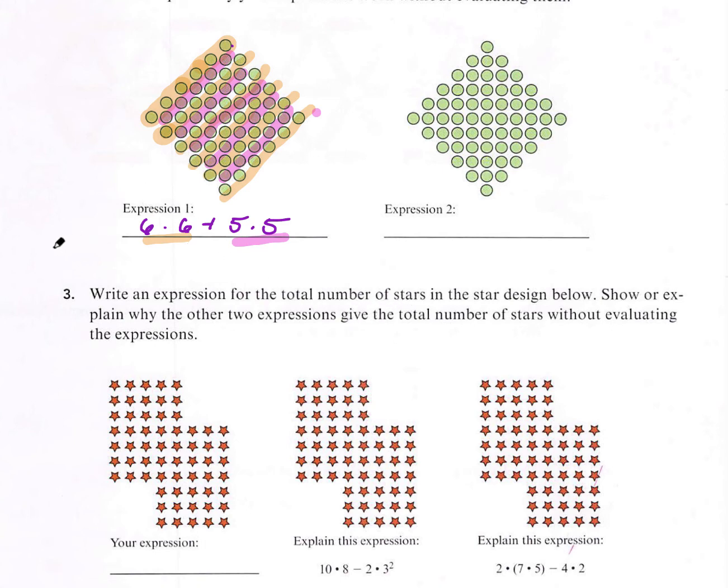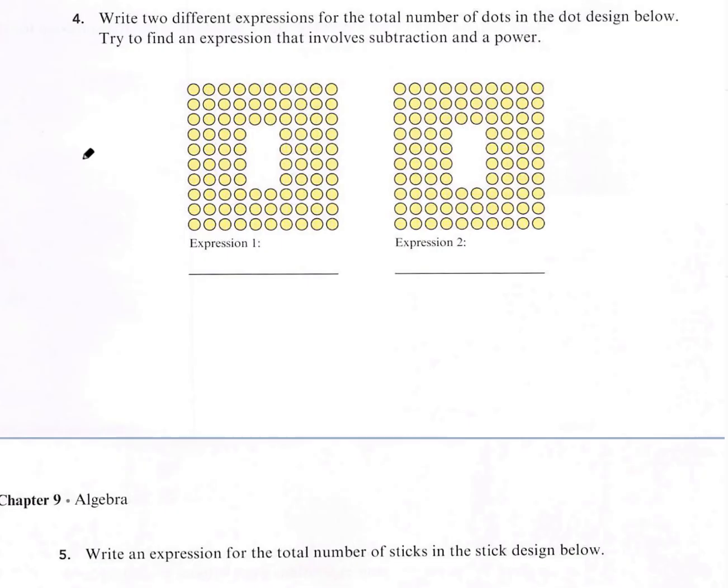Let's check to make sure it's evaluated to the same number. So let's go back to here. So this is 36 plus 25, which gives us a total number of 61 dots. We can also use different operations besides just addition and multiplication. If you look at this expression right here, can you tell me how you would see this as 10 squared minus 4 times 2? So let's take a look at this.